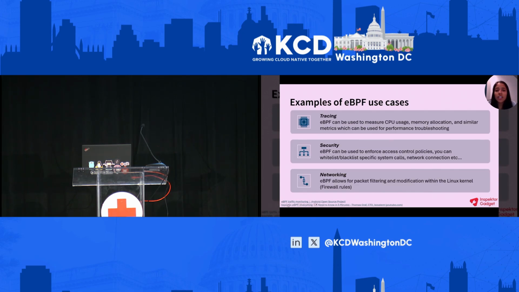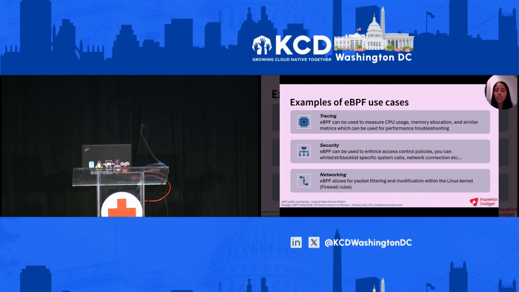eBPF can be used in a variety of different ways. Tracing is a pretty common example because eBPF can be used to measure CPU usage, memory allocation, and similar metrics that you think of when you're thinking of the Linux kernel. And these metrics can be used for troubleshooting or observability.